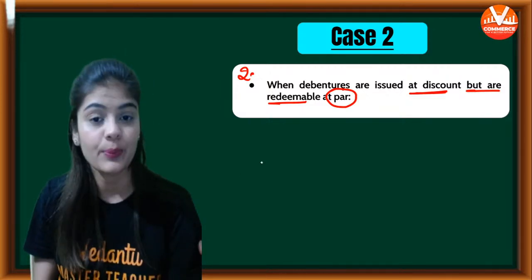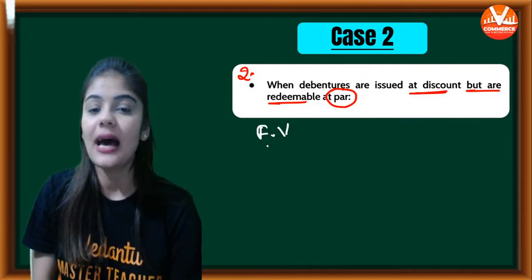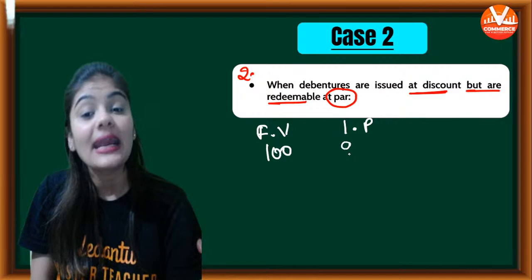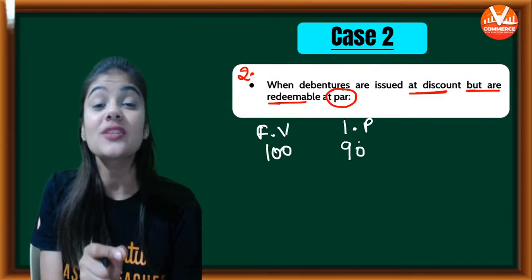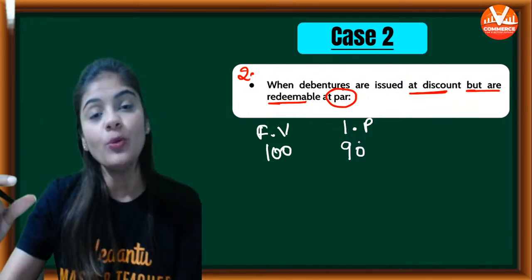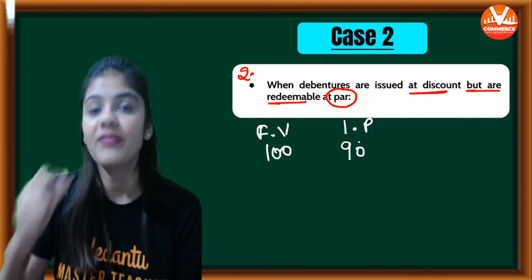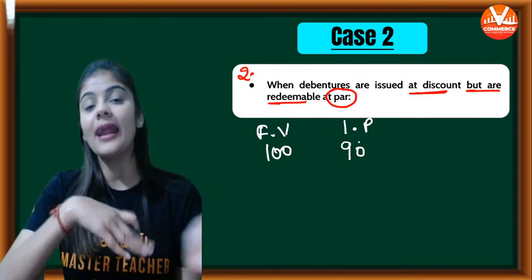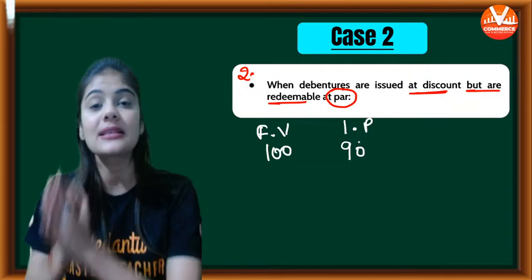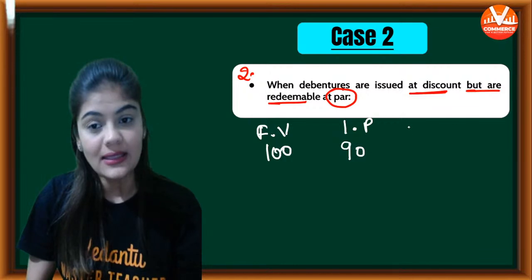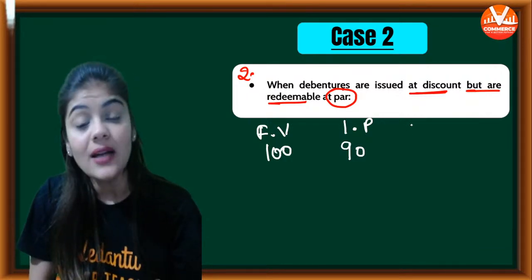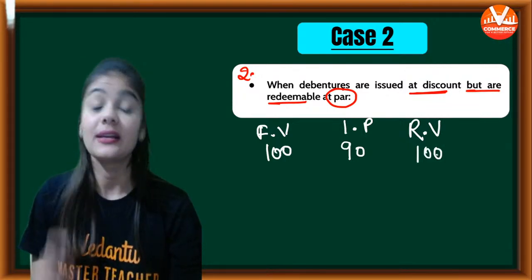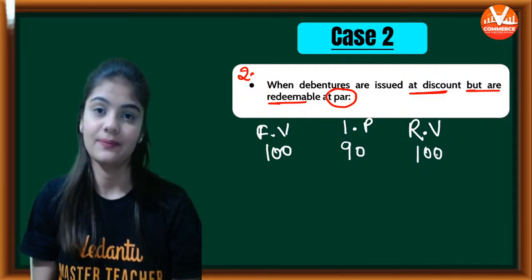Let's take an example. The face value is 100 rupees. The issue price is 90 rupees because the debentures are issued at discount. So issue price will be less than the face value. You have given discount of 10 rupees. So 100 minus 10 rupees discount, the issue price is 90. Then they are redeemable at par. So the redemption value, the redeemable value is 100 rupees. Redeemable at par, so it will be 100.